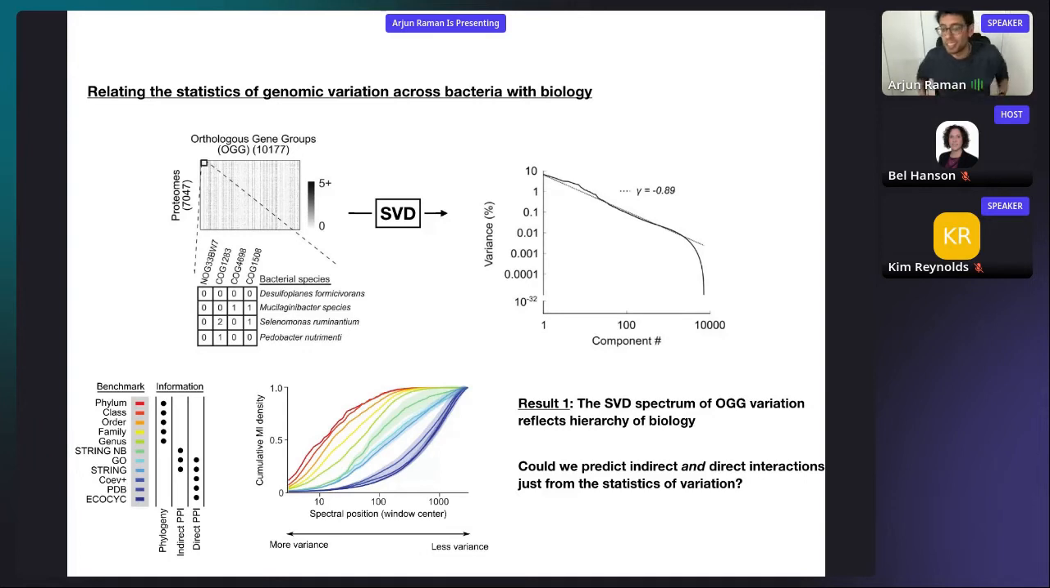So one of the typical problems with respect to protein-protein interaction inference is that when you try to infer based off of covariation or co-occurrence or any type of co-proximity, then it's difficult to disentangle whether a protein-protein interaction is phylogenetic, whether it's functional and not physical, or whether it's physical. And so given that the spectrum actually separates these different scales of interaction classes, we thought, well, could we predict indirect and direct interactions just from the statistics of coevolution?